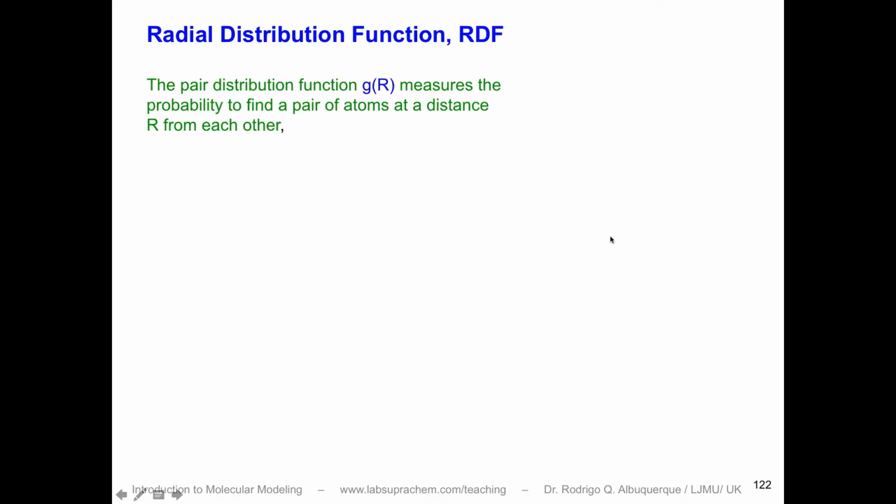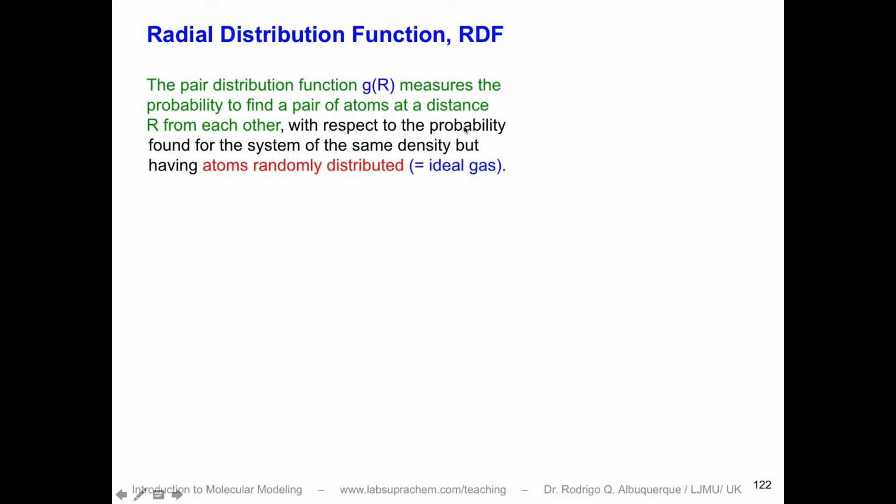Radial distribution function calculations are very often used in simulations. And the most common such distribution function is the pair distribution function, which measures the probability of finding a pair of atoms at a distance r from each other, with respect to the probability found for a system of the same density but having atoms randomly distributed. So we compare the probability of finding two atoms apart at a certain distance r with the probability of an ideal gas, so that if you see any structure in our system, we are completely sure that this structure is real, because we are just comparing with the ideal gas, which has atoms completely randomly distributed.